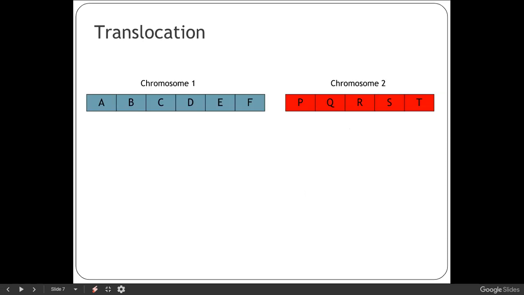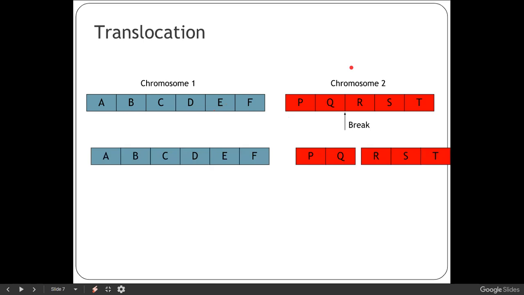The next type of mutation we need to consider is a translocation mutation. In this one, it's going to affect 2 different chromosomes. So we've got our chromosome 1 and chromosome 2 here. And again, we have some breakpoints. In this case, chromosome 2, we've had a break at one end of it.